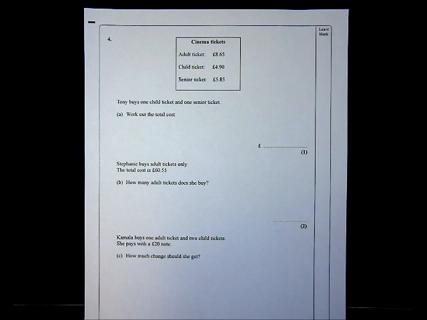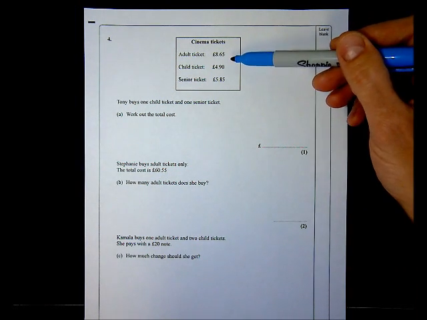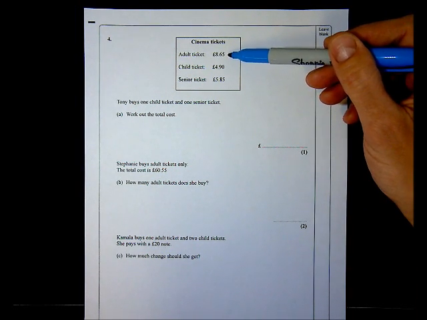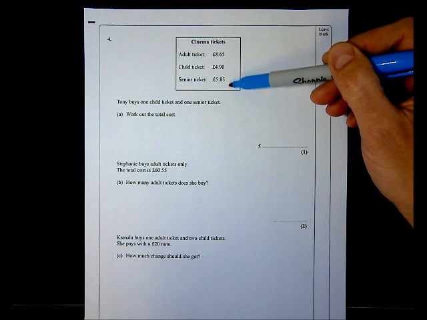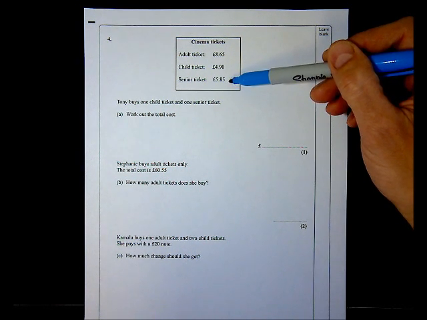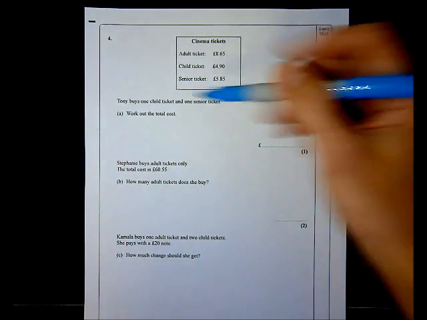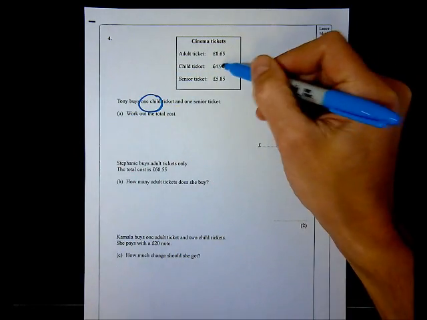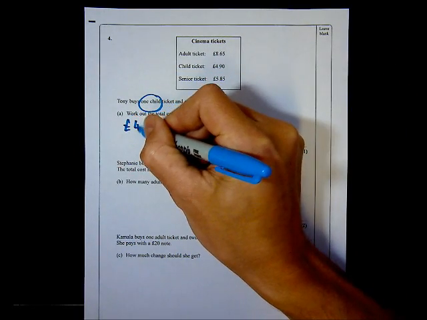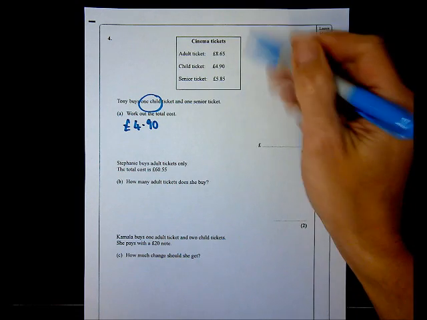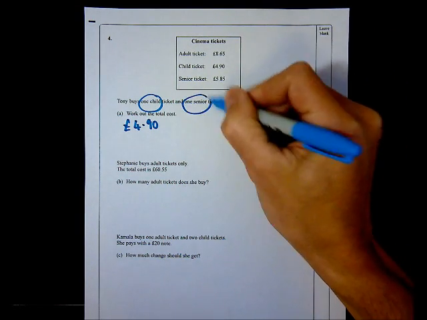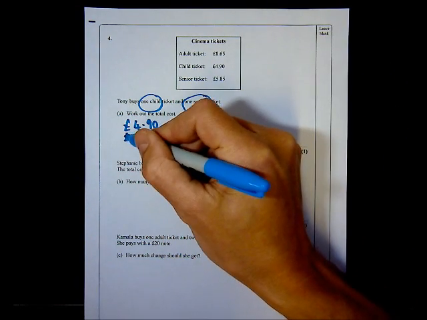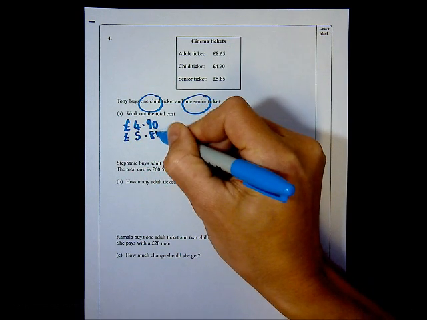On question 4, I'm given some prices of cinema tickets. £8.65 for an adult, £4.90 for a child, and £5.85 for a senior ticket. I'm told that Tony buys one child, which would be £4.90, and one senior ticket, which would be £5.85. And I'm asked to work out the total cost.